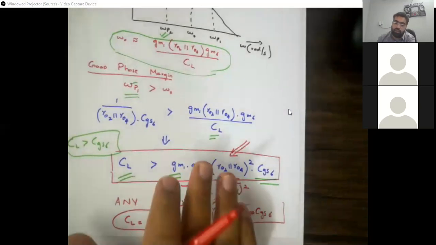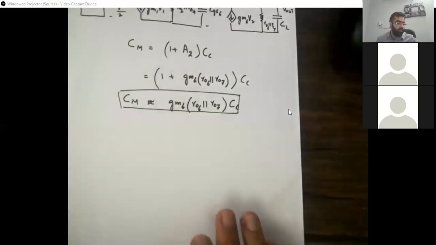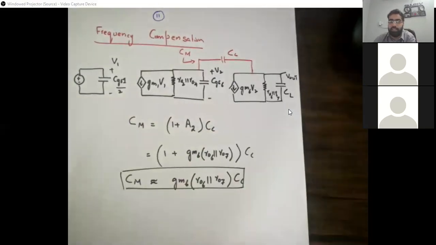So whenever such an issue comes, phase margin and stability, we have that technique which we saw in the last lecture too, the frequency compensation. That's why the CC was there. Okay? What will happen with CC?